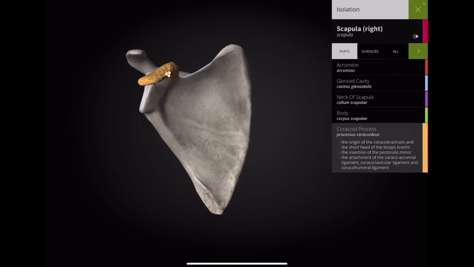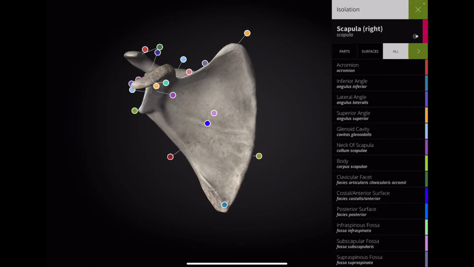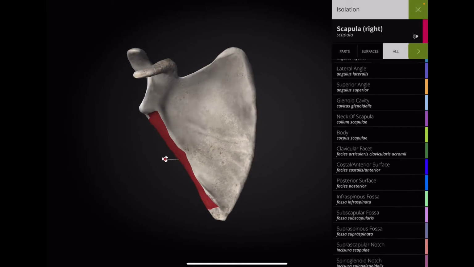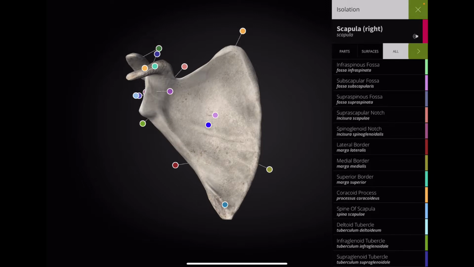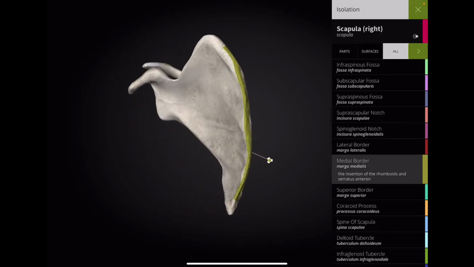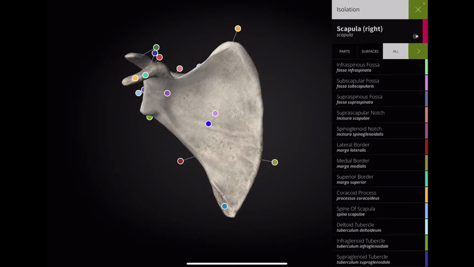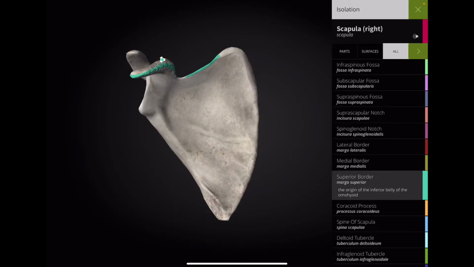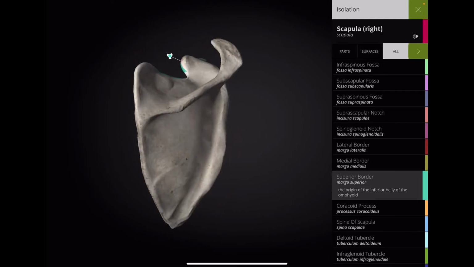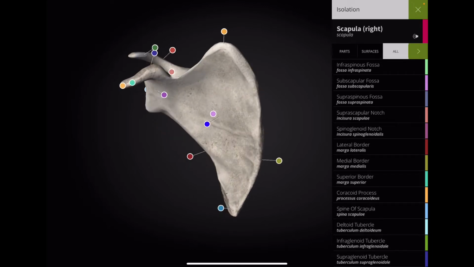Now let's talk a little bit about the borders. So you get three borders. You have your lateral border, which obviously faces laterally. You get your medial border, which faces medially. And you also get the superior border. So let's have a look at it from different angles. Right, so that's all regarding the borders of the scapula.